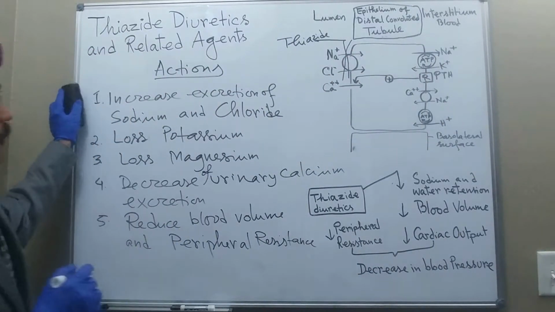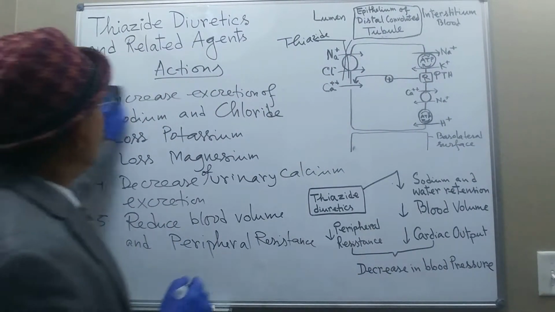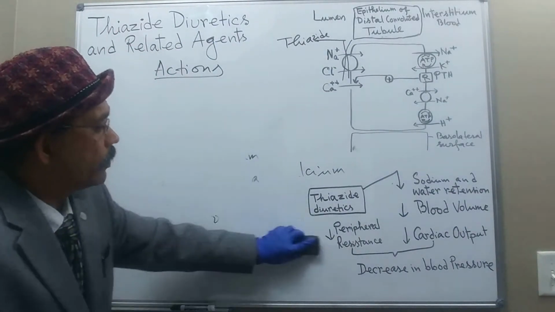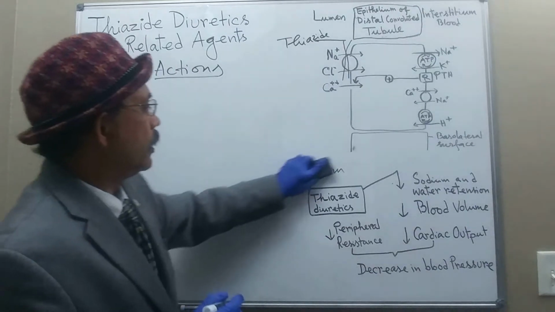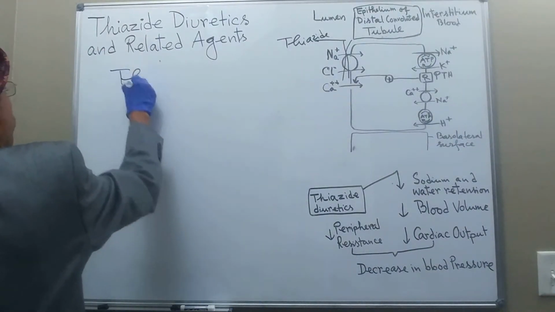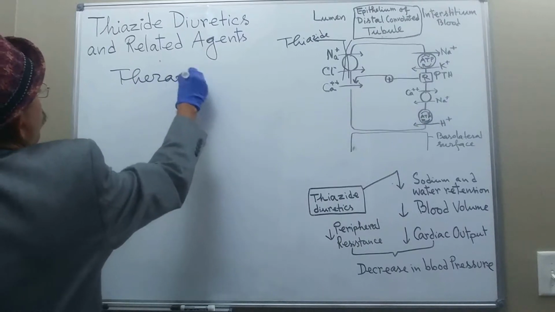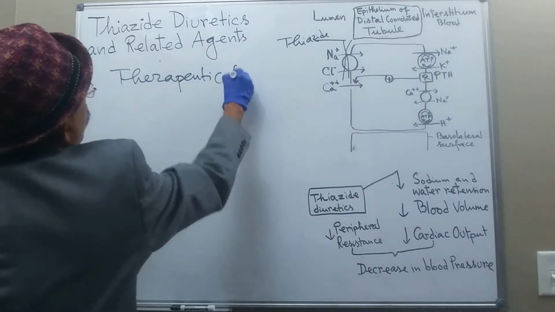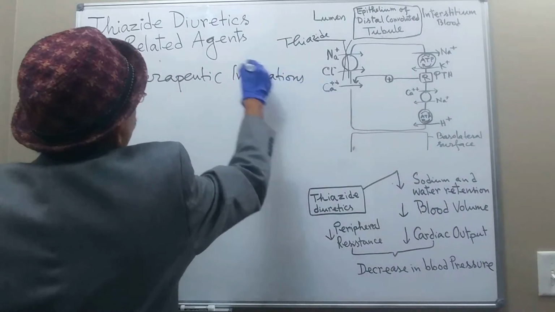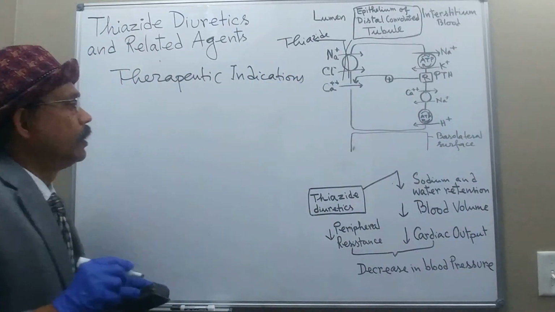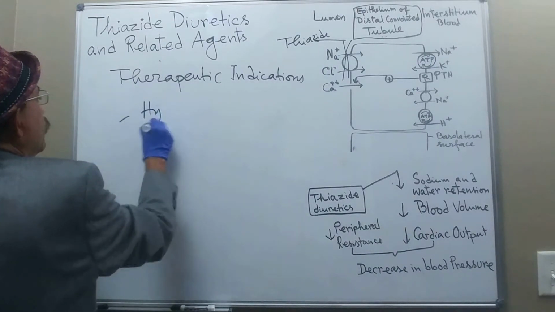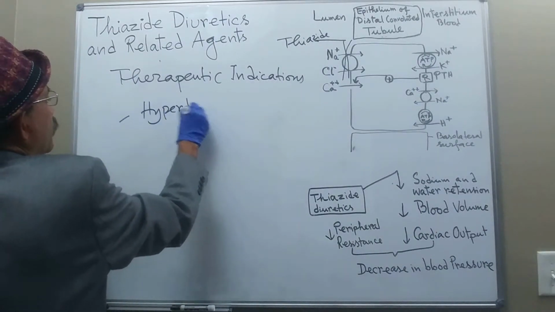We got the actions. Now we go to find out the therapeutic use, the therapeutic indications, of the thiazide diuretics. It is an anti-hypertensive drug, so it is used in hypertension.